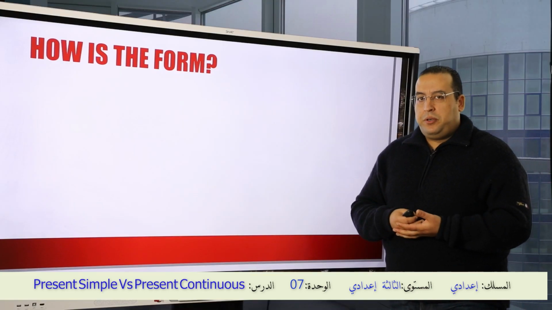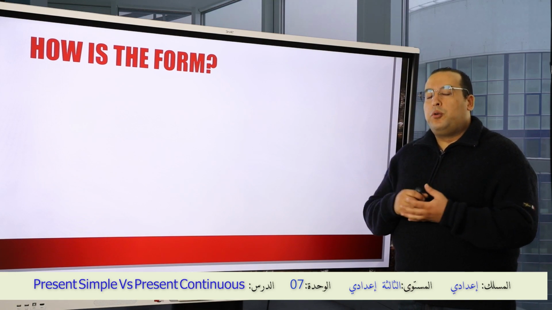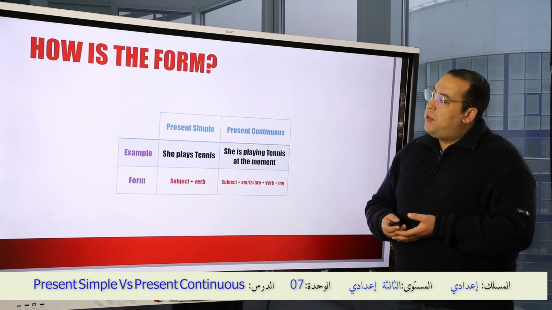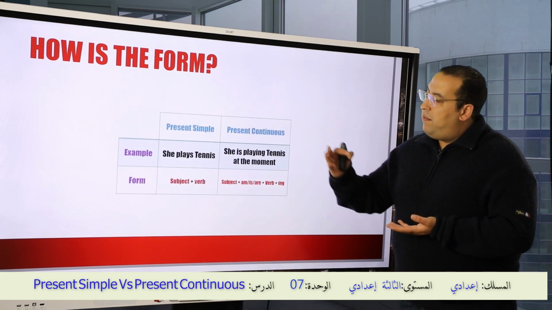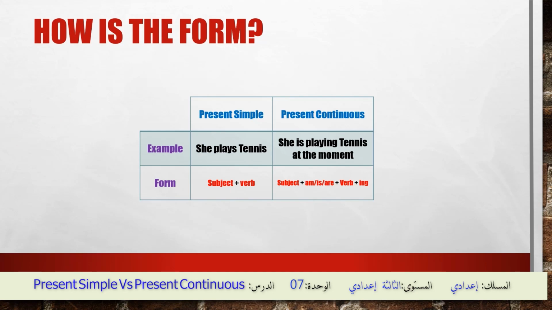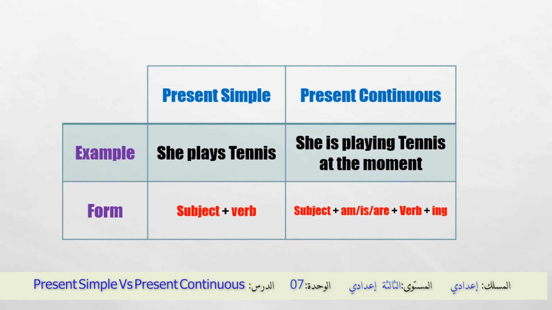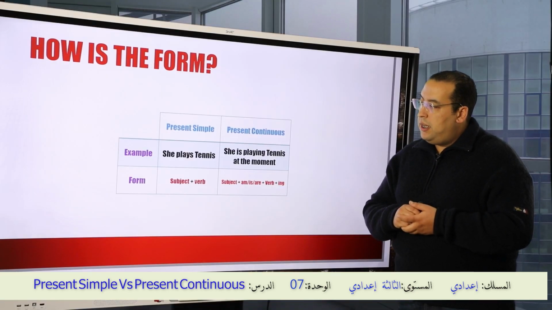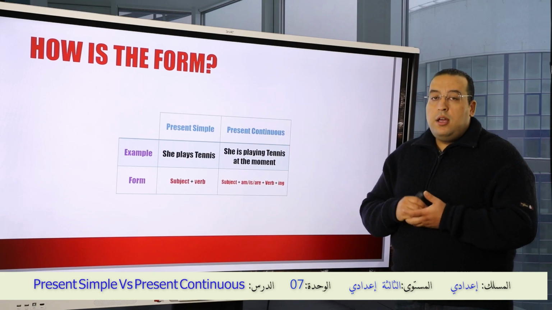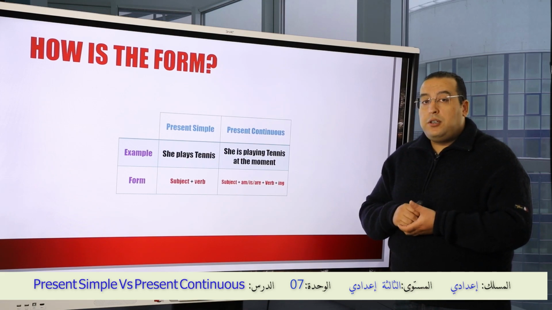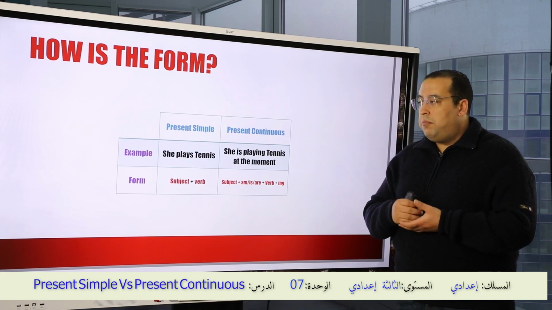How is the form of these two tenses? The form or the structure. So let's notice this chart. We have the present simple and present continuous. And we have two examples having almost the same meaning, and then the form or the structure of each tense. So in the present simple, we say, she plays tennis. She plays tennis. So you notice that this is the present simple. Why? Because we don't have a time indicator. We didn't mention the time.